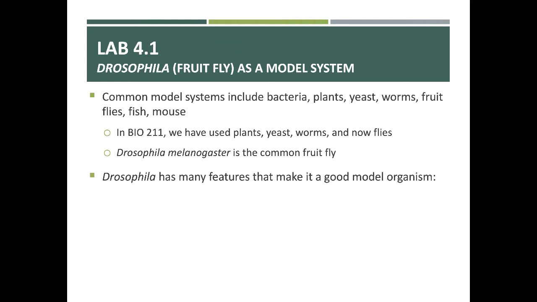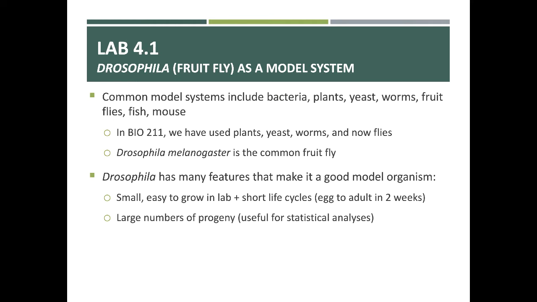Drosophila has many features that make it a really excellent model organism. It's small, it's easy to grow in a lab, and it has a relatively short life cycle. It goes from egg to adult in about 2 weeks. It produces a large number of progeny. This is important, as we've talked about with other model organisms, because if we're going to use statistics to analyze our results, we need lots of progeny.